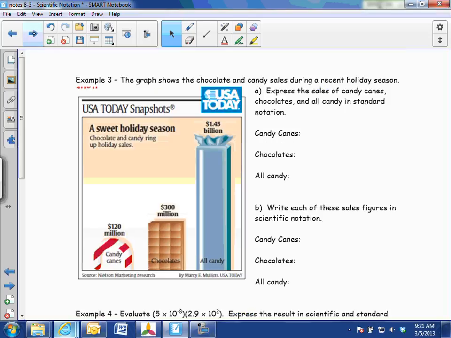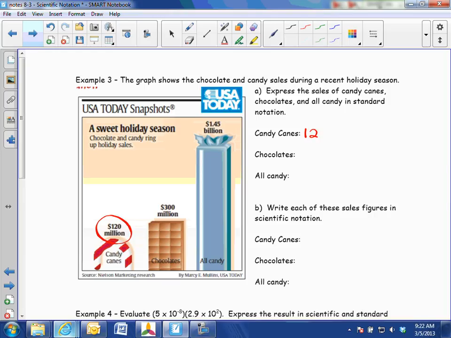Awesome. Alright, sample 3 is a really nice little chart. It says the graph shows the chocolate and candy cane sales during a recent holiday season. Express the sales of candy canes, chocolates, and all candy in standard notation. Okay, so candy canes is down here, this little guy. If we want it in standard notation, we have to take 120 million and put it in standard notation. So million means we're going to do what? Times 10 to the 6.